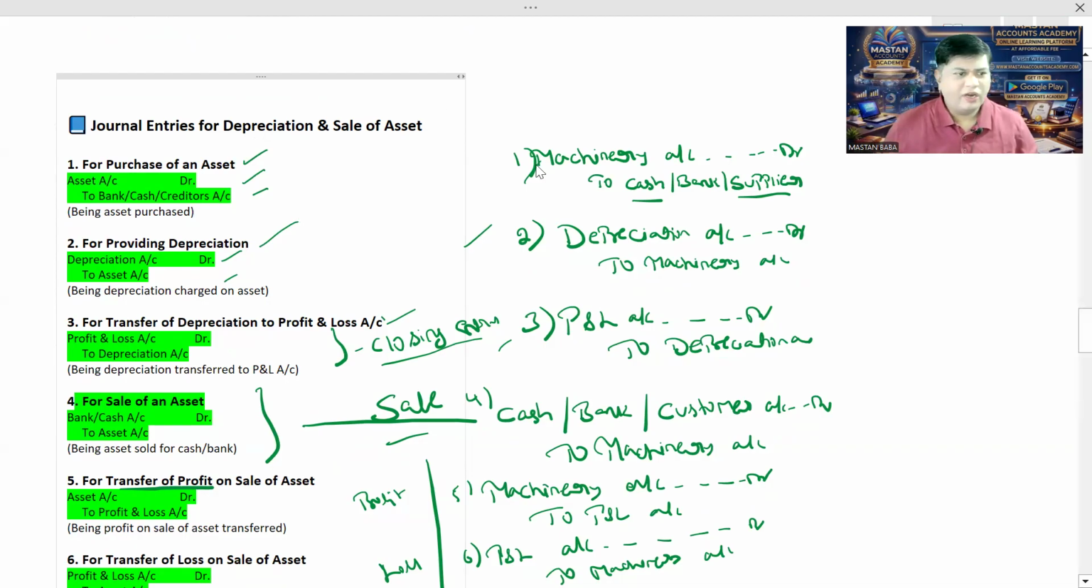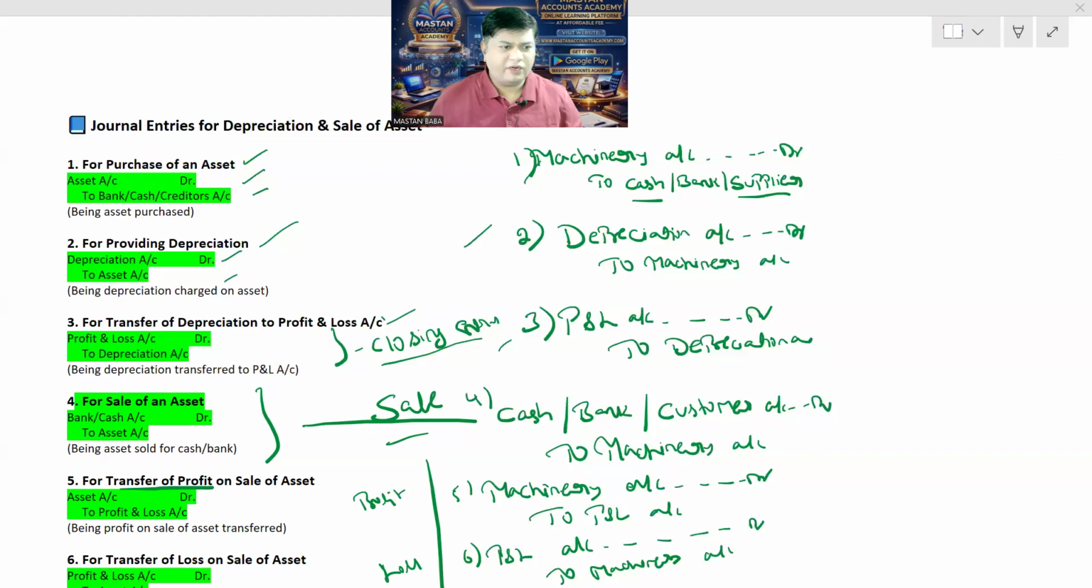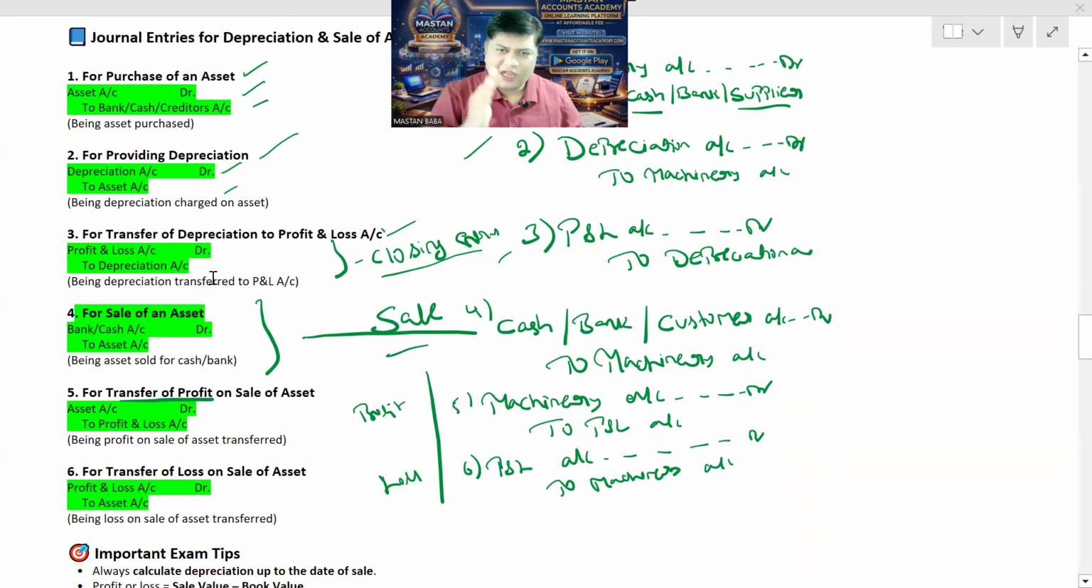Okay, now dear students, next is the entry for providing the depreciation. What is the entry for providing the depreciation? The entry is depreciation account debit to concerned asset. For example, depreciation on machinery, the entry is depreciation account debit to machinery. Depreciation on furniture, so depreciation account debit to furniture. That's it. And for the closing entry for transfer of the depreciation to the profit and loss account, the required entry is profit and loss account debit to depreciation.